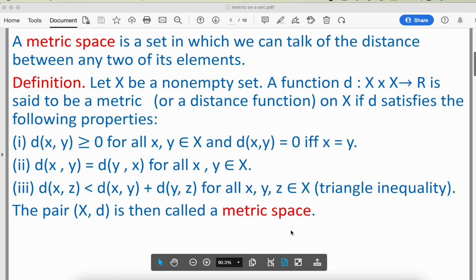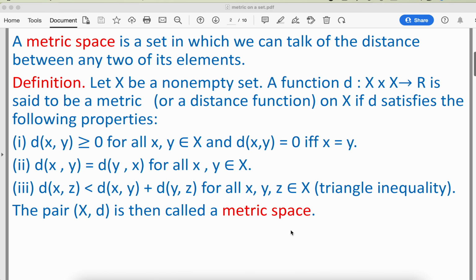We know that a set is a collection of well-defined objects. A metric space is a set in which we can talk of the distance between any two of its elements, because in a set we don't have a concept of a distance, but in a metric space we can talk of a distance between two of its elements.